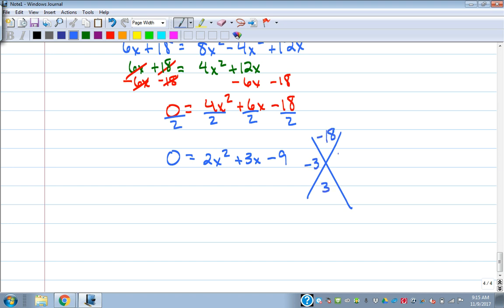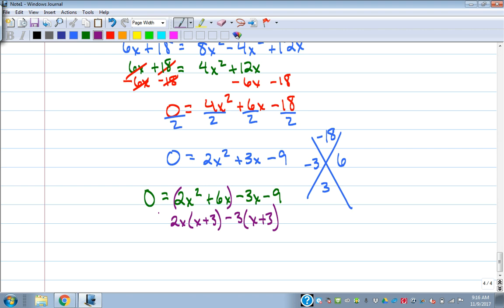That'd be negative 3 and 6. So I can't go straight to my factors here. I've got to go 2x squared plus 6x minus 3x minus 9, because it has something else in front of x squared. Grouping: 2x, x plus 3, negative 3, x plus 3. So I get the factors 2x minus 3 and x plus 3.